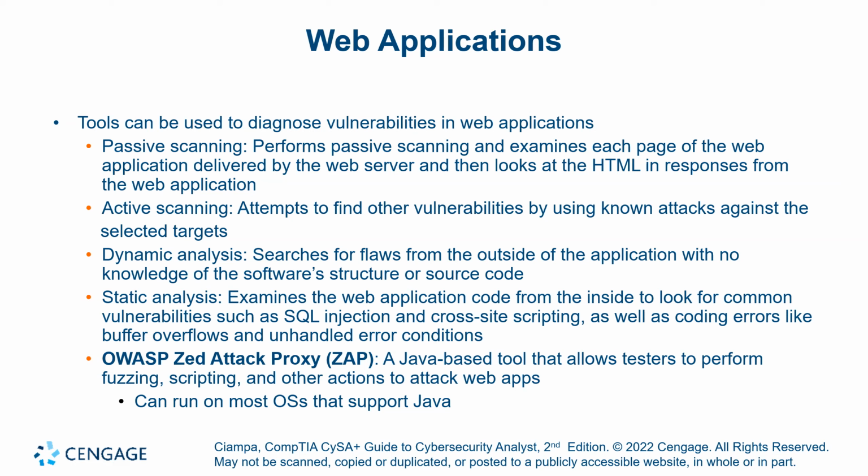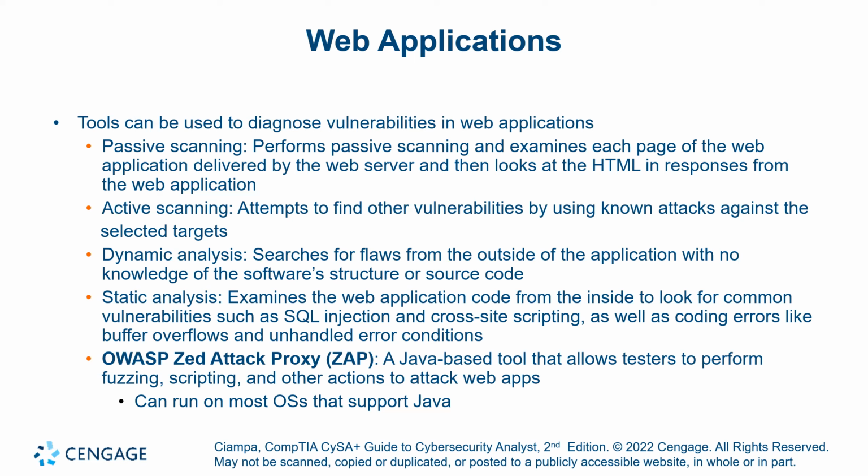Dynamic analysis searches for flaws from the outside of the application with no knowledge of the software structure or source code. Static analysis examines the web application code from the inside to look for common vulnerabilities such as SQL injection and cross-site scripting, as well as coding errors like buffer overflow and unhandled error conditions.